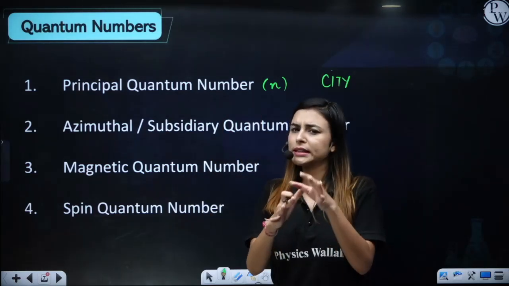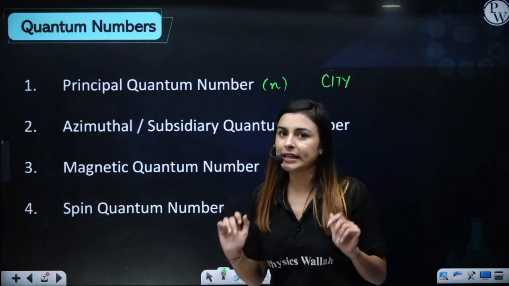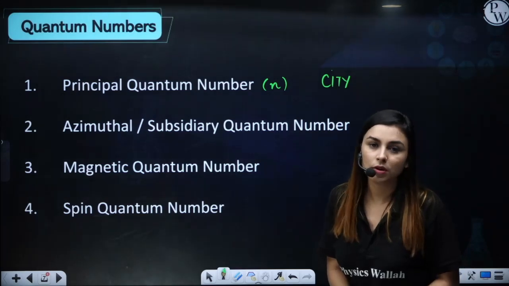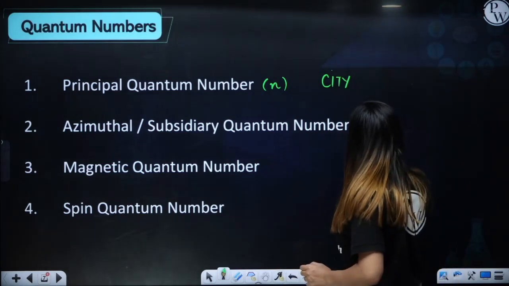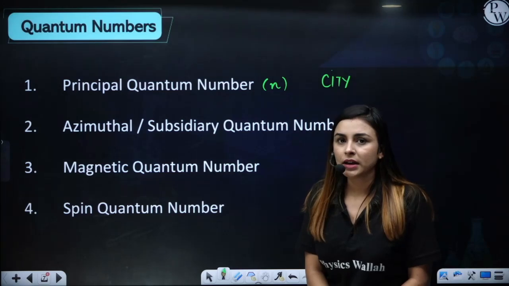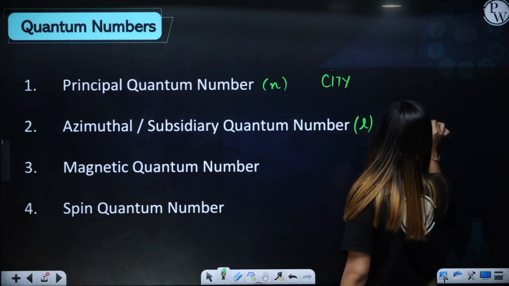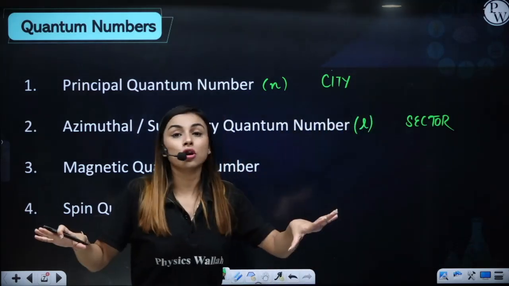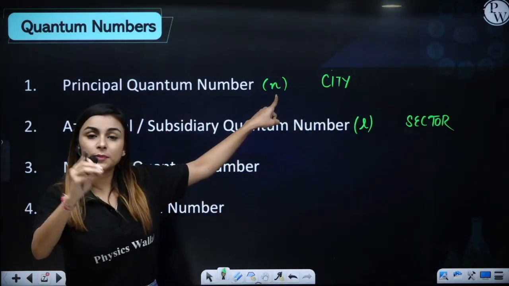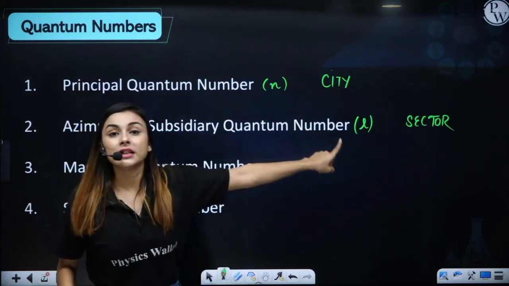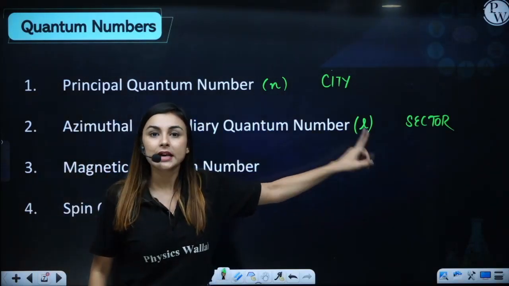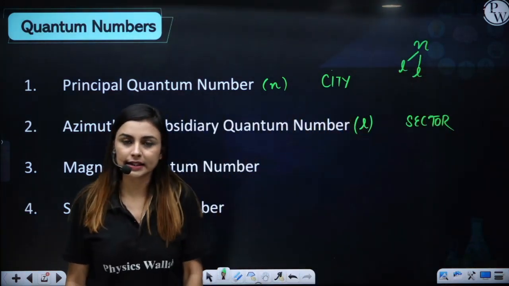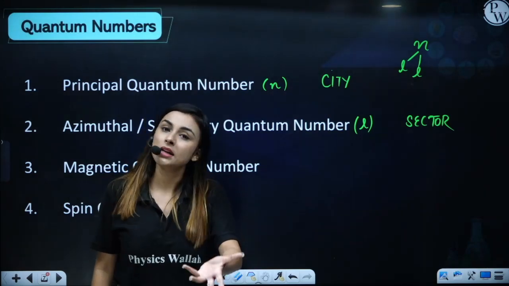Now you know that in a city there can be a lot of sectors, right? Yes. So the second quantum number is your azimuthal or the subsidiary quantum number, and it is denoted by small l. And this will denote the sector. Now, I know that in a city there can be a lot of sectors. Similarly, in a principal quantum number, there can be more than one azimuthal quantum number. This means that N can have l values like this, right? Yes, it can have more than one l value, more than one sector.